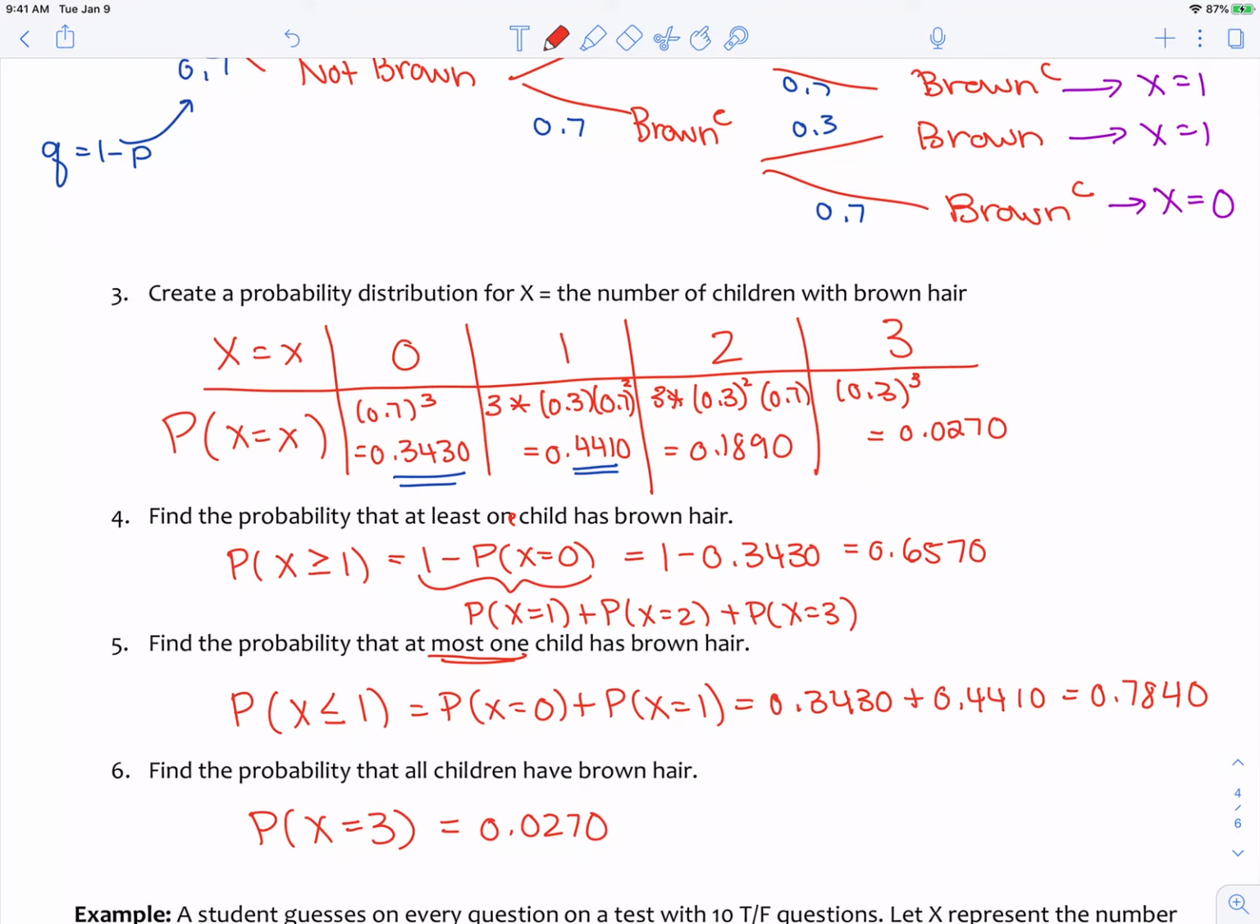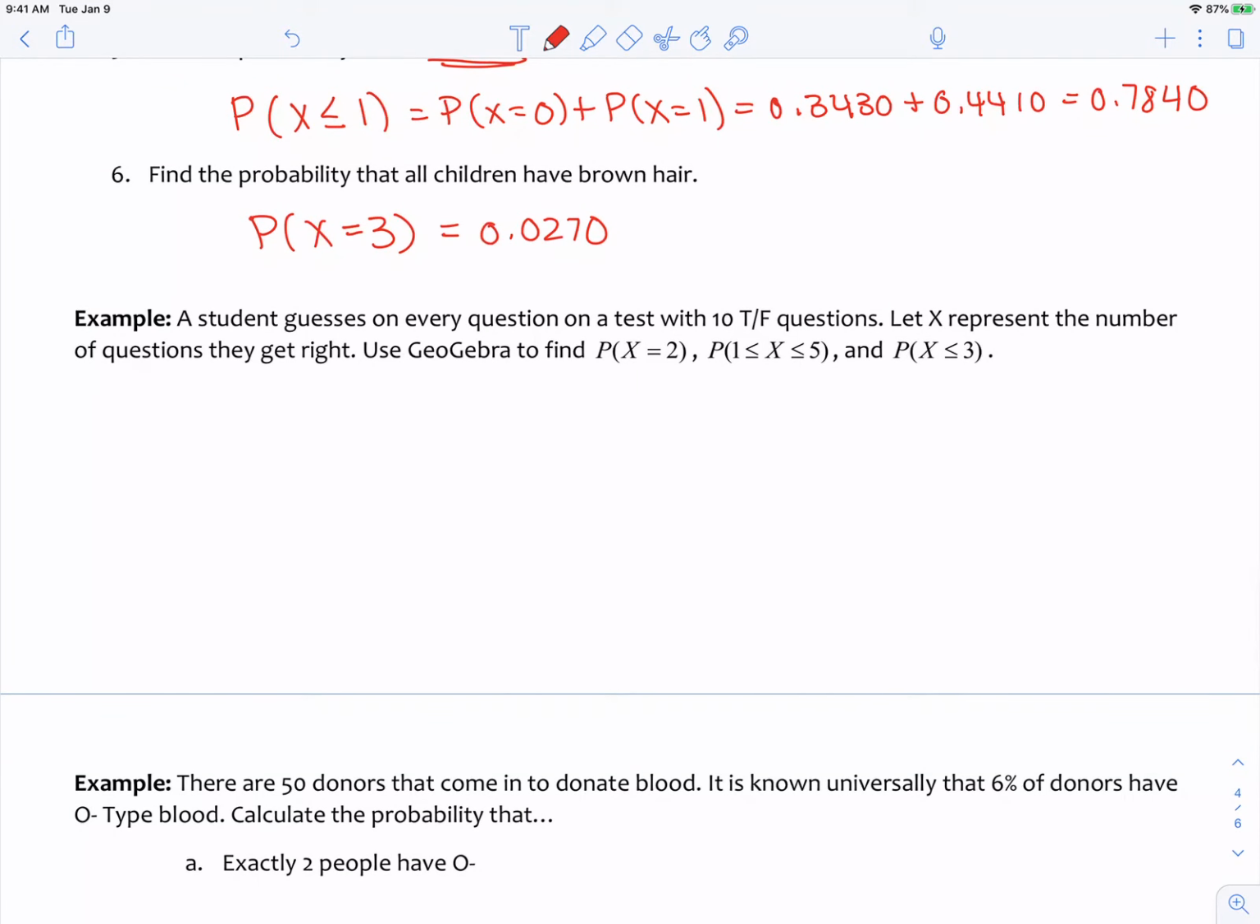All right, so let's take a look at another example. A student guesses on every question on a test with 10 true-false questions. We're going to let X represent the number of questions they get right, and we want to use GeoGebra to find the probability that X equals 2, X is between 1 and 5 inclusive, and that X is less than or equal to 3. All right, so a couple of things to verify here: we are going to use GeoGebra when we are finding binomial probabilities. Okay, which means we need to verify that this is indeed a binomial situation.